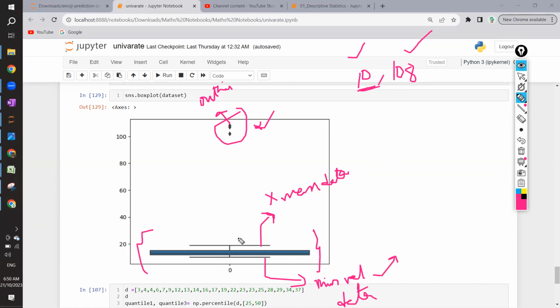Agree? But on the upper side, whatever you are seeing, there are a few outliers. The maximum value over here is 108. So this whisker should not be the maximum value.